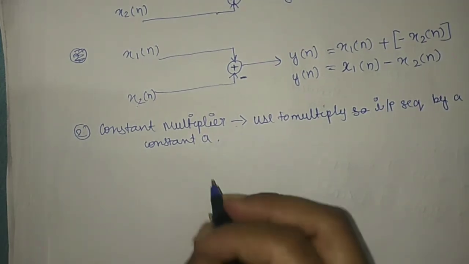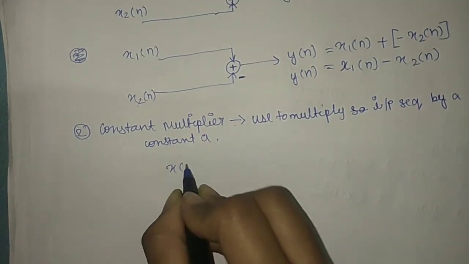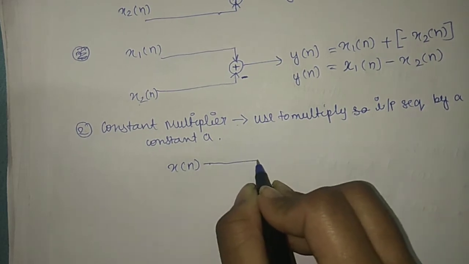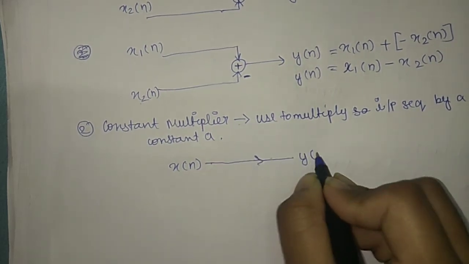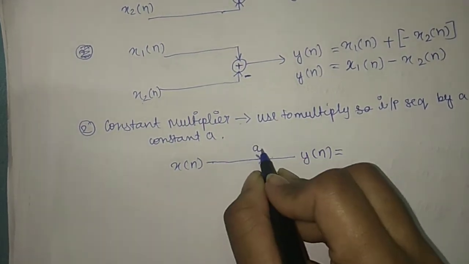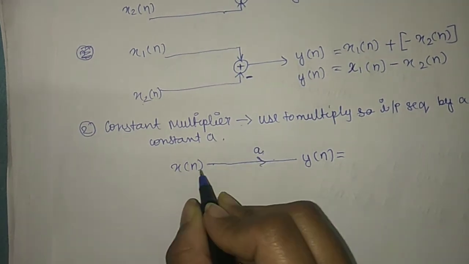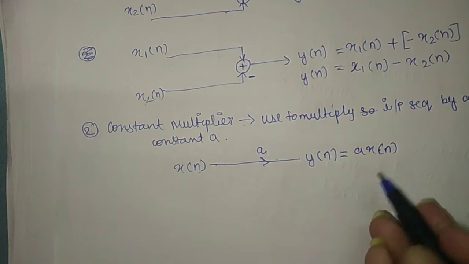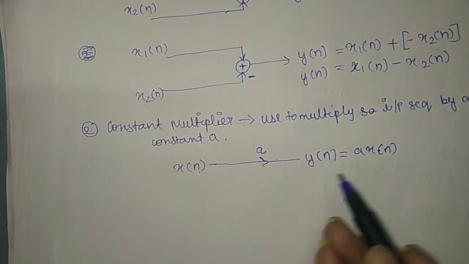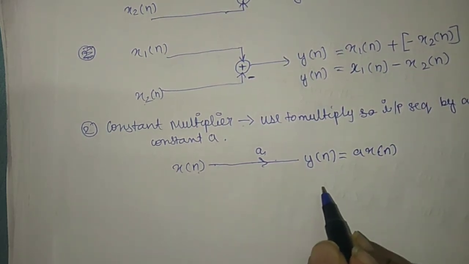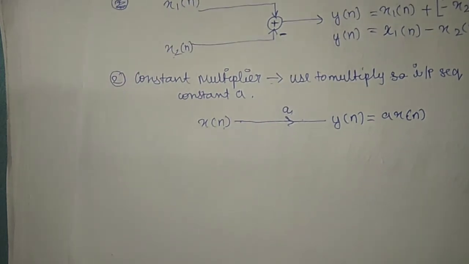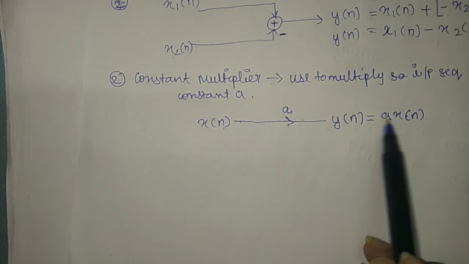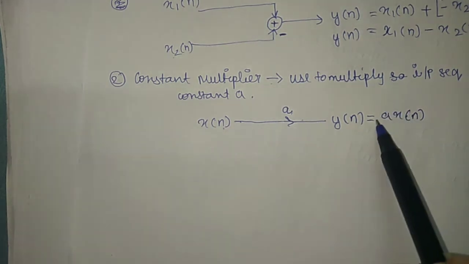It can be represented as such: we are giving an input signal, and we are getting output y of n equals a x of n, where a is the constant being multiplied by the signal. It will just multiply like a normal number. So this is the constant multiplier. That means this operation is used to change the amplitude of the input sample. Only the change in amplitude is there.